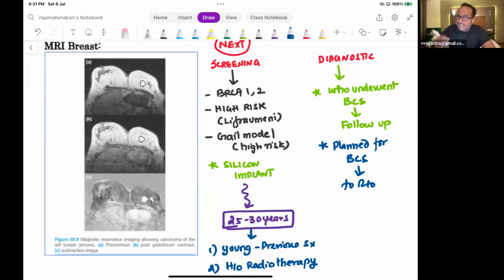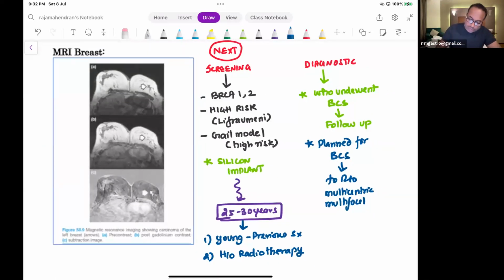Very good. That is the correct answer. Abrar Ahmad has mentioned it: to rule out multicentricity and multifocality. Before planning a breast conservative surgery, I should rule out any multicentric or multifocal tumor. This can be an expected next-level question. In the next exam, what type of question will come? This paragraph will be made into a question.